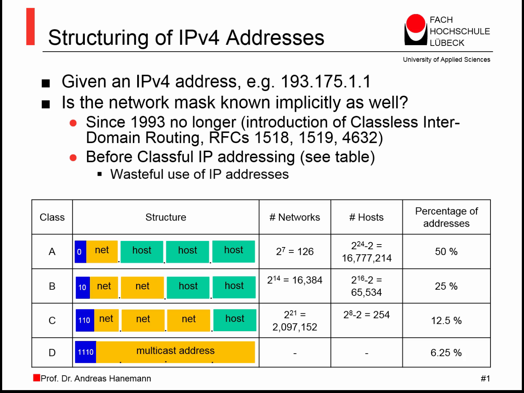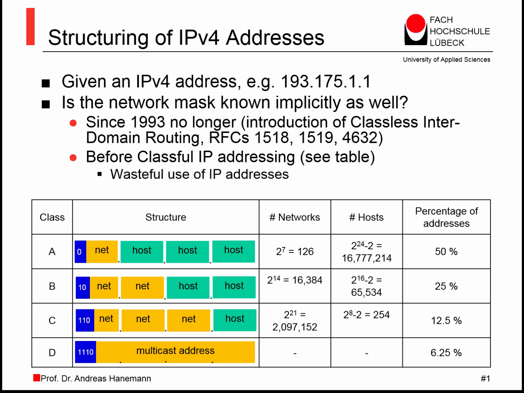This slide set is about classless interdomain routing. The starting point here is an IP address such as 193.175.1.1. If you have just this IP address, does it imply already the network mask, or in other words, is it clear how many bits of the address belong to the network part and how many bits to the host part? The answer nowadays is no.